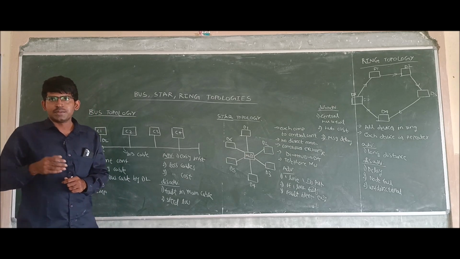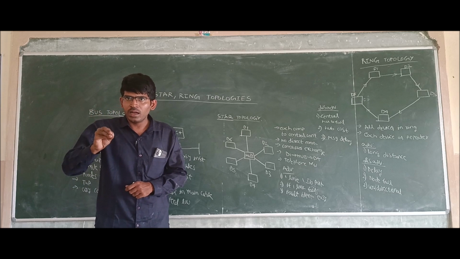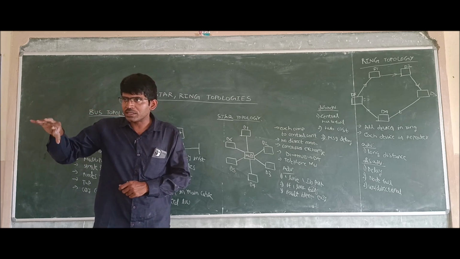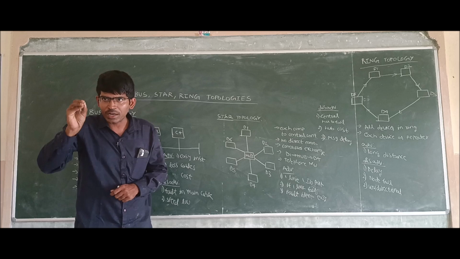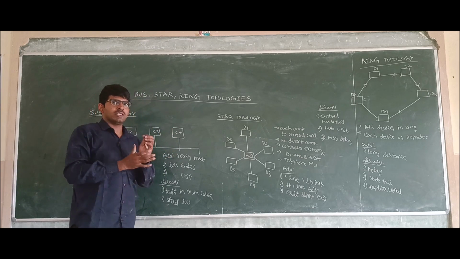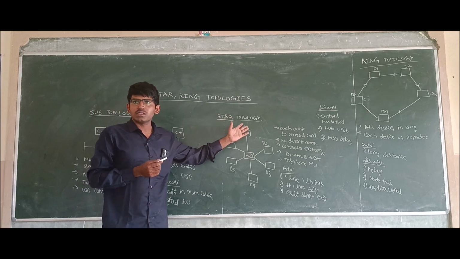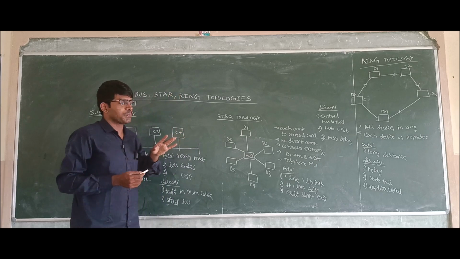We have discussed that topology is nothing but it will tell how different devices are connected in a network for data communication. Now we are discussing three main topologies. One is bus topology, second one is star topology, third one is ring topology.